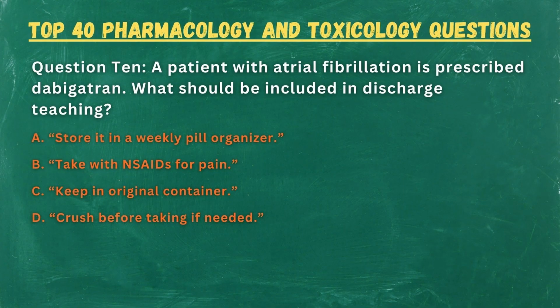Question 10. A patient with atrial fibrillation is prescribed dabigatran. What should be included in discharge teaching? A. Store it in a weekly pill organizer. B. Take with NSAIDs for pain. C. Keep in original container. D. Crush before taking if needed. Answer: C. Keep in original container.